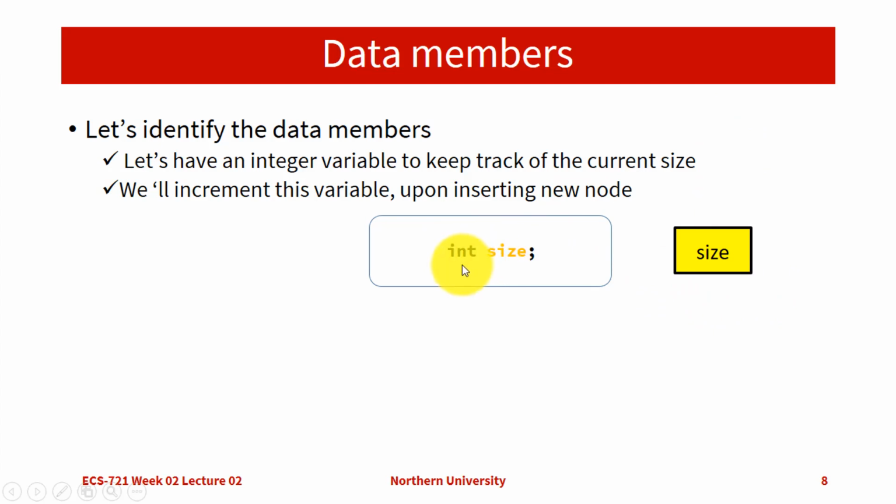And what this is going to do is that whenever we insert a new node to the list, we have to increment the value of this size variable by 1. And whenever we remove a node from the list, we will decrement its value by 1. So at any given time, we can easily implement a function, something called GetSize, which is going to return this size variable, representing the current size of the list.